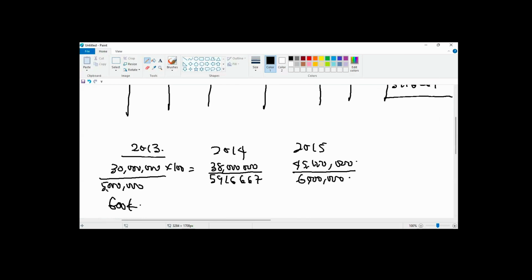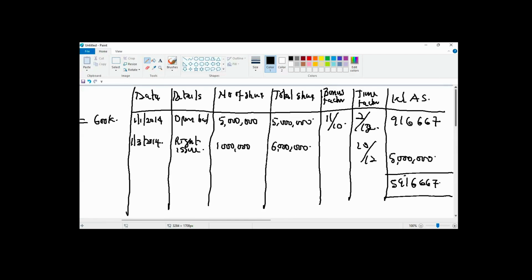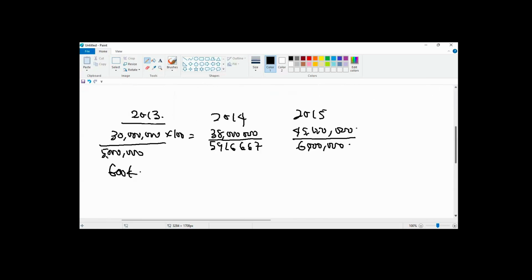Why do I divide by the 6 million? The opening balance in 2015 will be 6 million, and they did not say anything happened in 2016. Therefore, I am good to go. Any issue? So give me the figure. What does it give us?